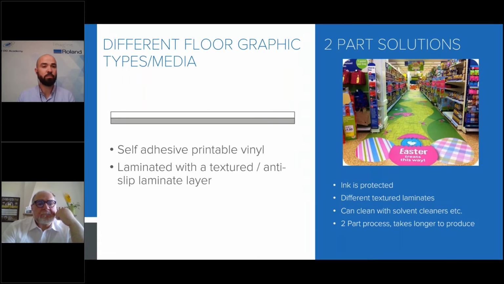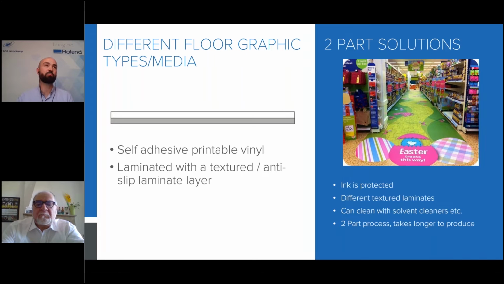So next we'll talk a little bit about the different types of material or media that you can print onto, and we've broken this down into two main areas. So we have 2-part solutions and 1-part solutions. 2-part solutions are based around a self-adhesive printable material normally. They can just be colored, but printable gives you a lot more flexibility.